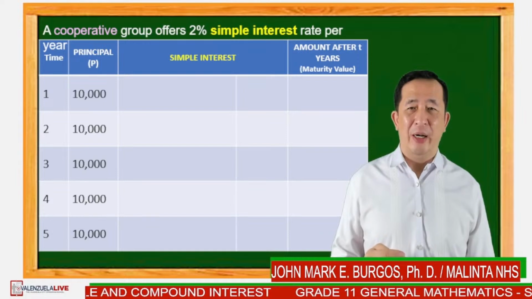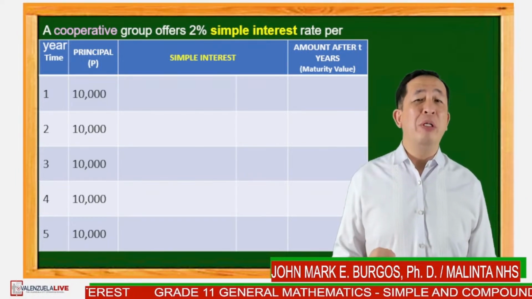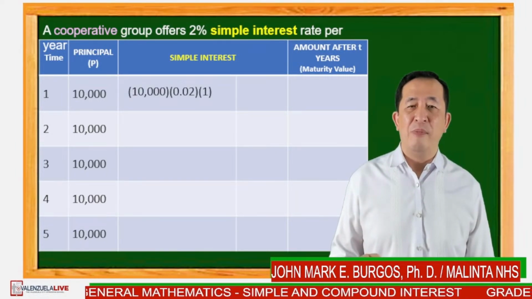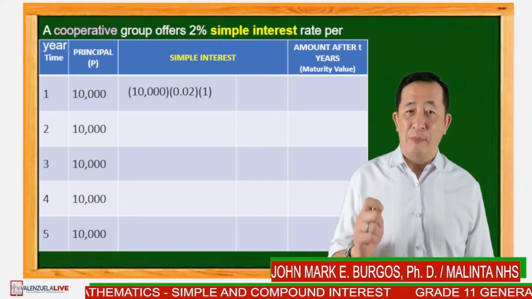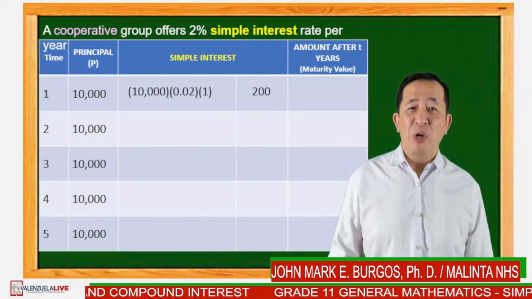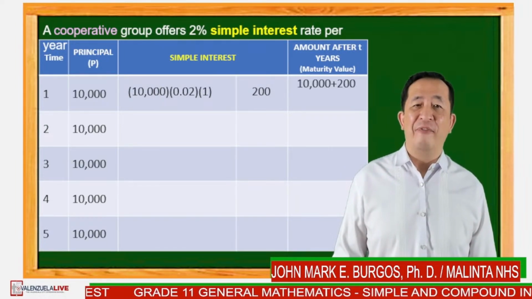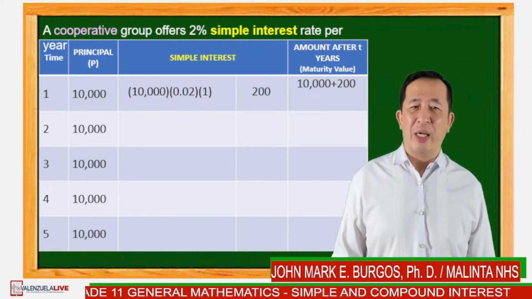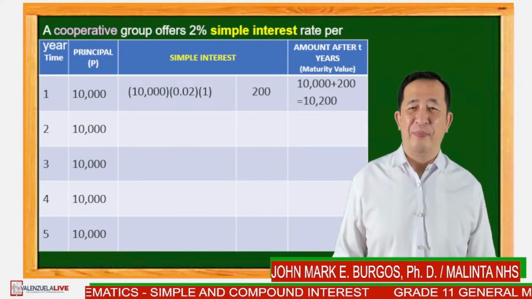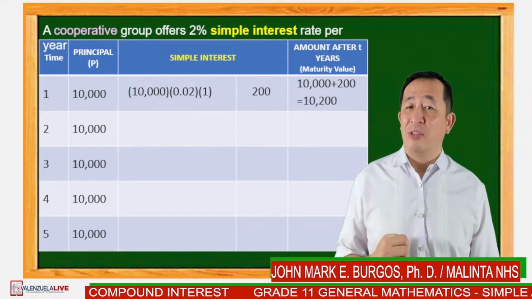For the first year, if the principal amount is 10,000, and if you are going to compute the simple interest, it will be 10,000 times 0.02 times 1 year, and the answer will be 200 pesos. If you add 200 to the principal amount, the maturity value after 1 year will be 10,000 plus 200 is equal to 10,200.